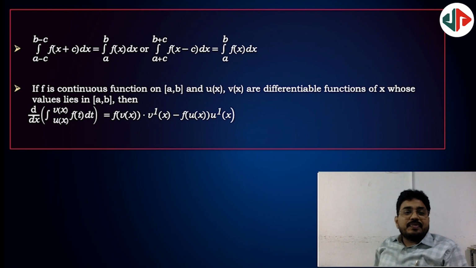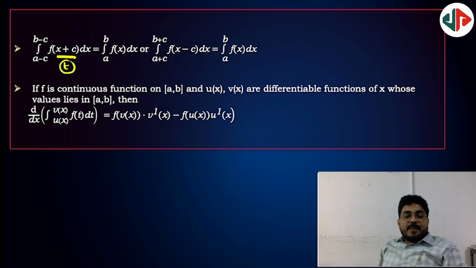Next one is by substitution, x plus c is equal to t. When x is equal to a minus c, t is equal to a, and when x is equal to b minus c, t will be equal to b. Since x plus c is t, dx is equal to dt. For a moment you can write it this way, or replace t with x, there is no problem.